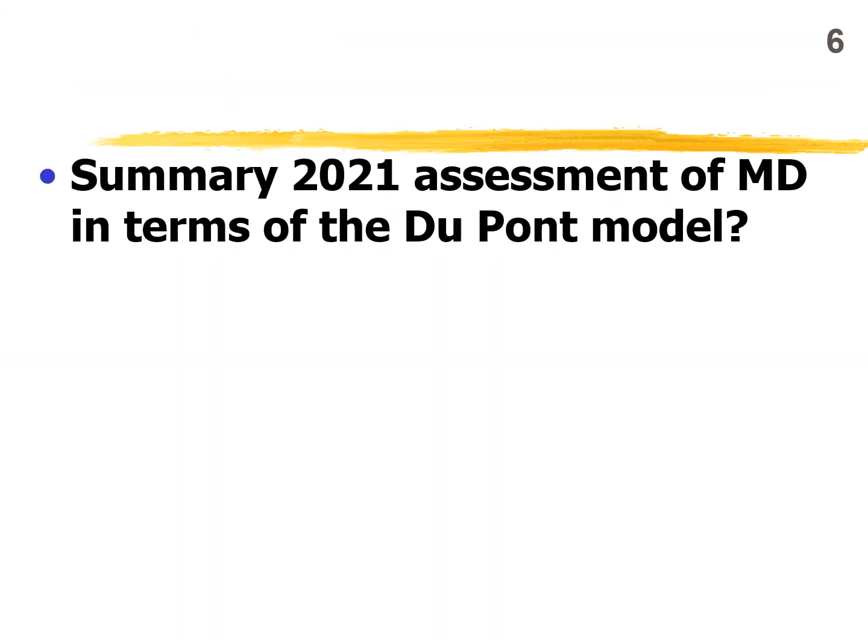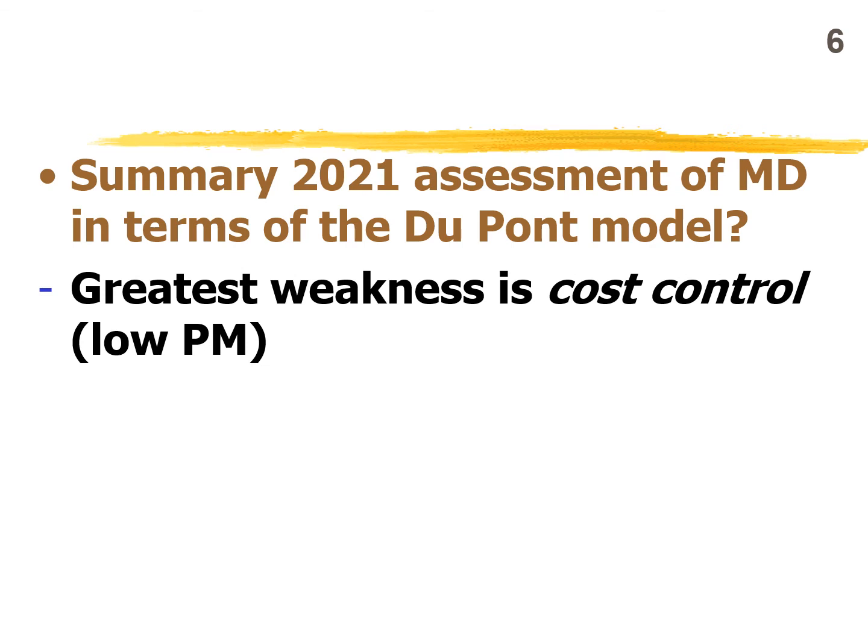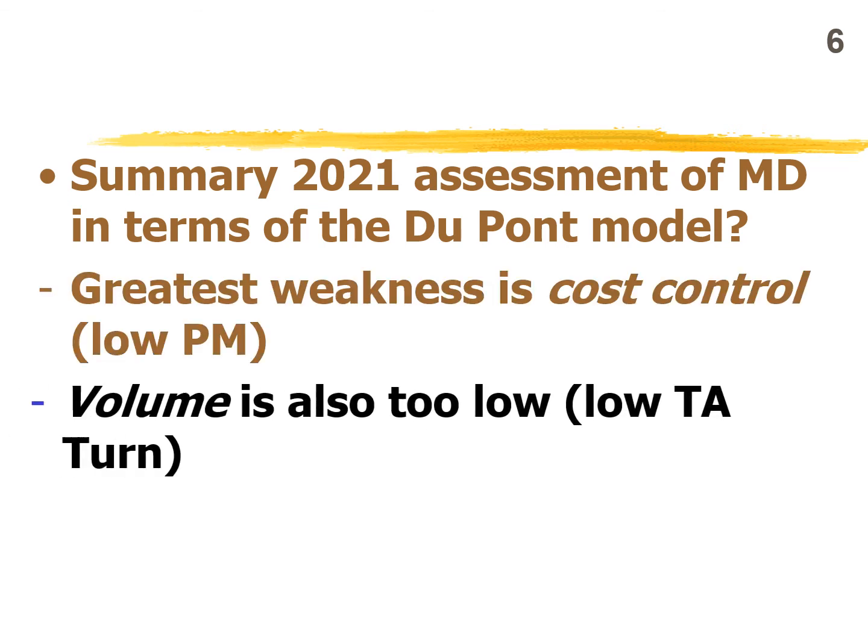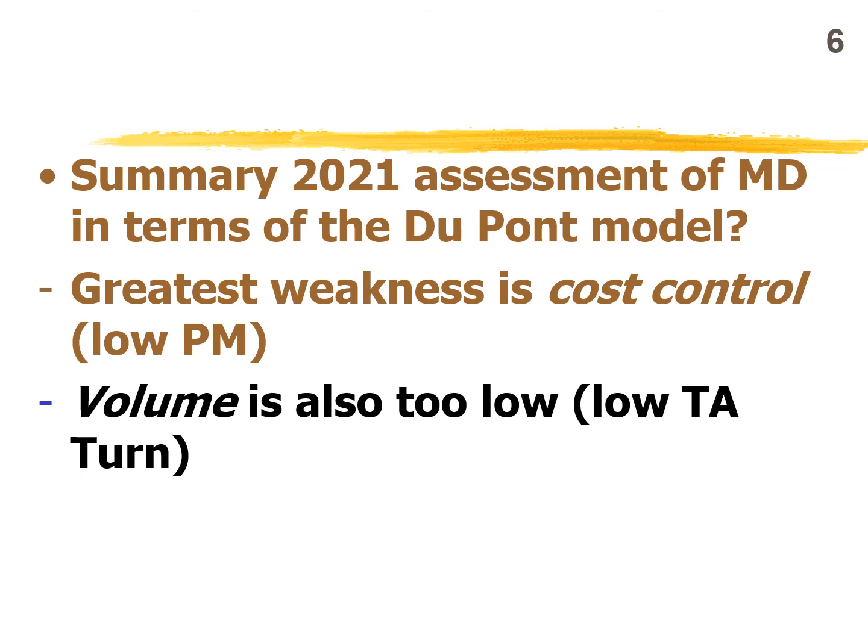So what is our summary assessment of MD in terms of the DuPont model? Is its primary problem cost control, volume, or insufficient debt leverage? And the answer is the greatest problem is cost control. It's the profit margin that's most below the industry average. To a secondary extent, volume is also too low.